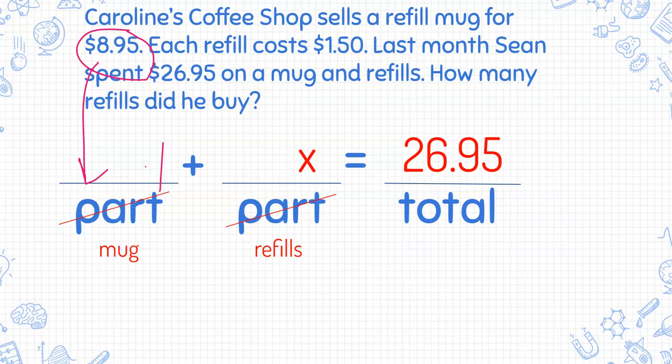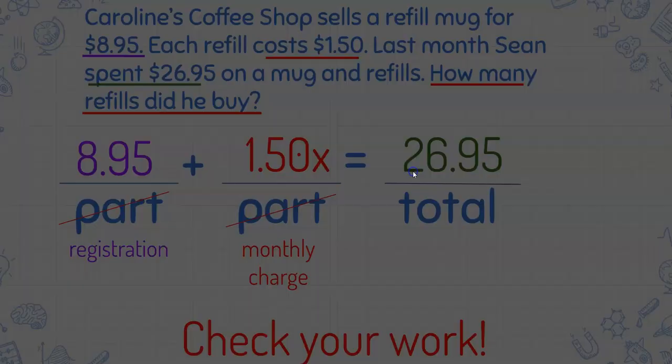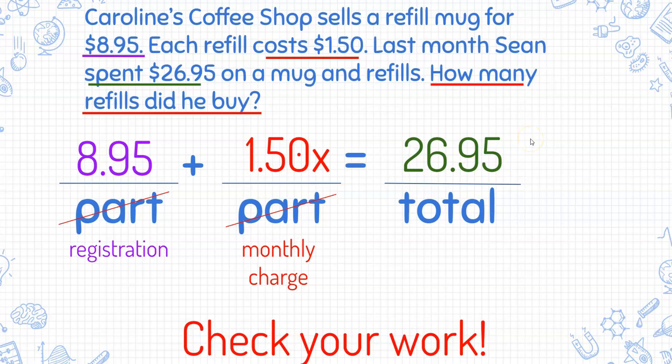And then plus blank X is equal to the total of the $26.95. So right here for refills, we need to go back to the problem and see how much they cost. It gives us that it was $1.50 per refill. And then we need to multiply it by X because, once again, X is the number of refills that he bought.